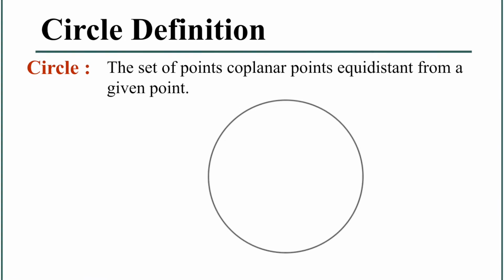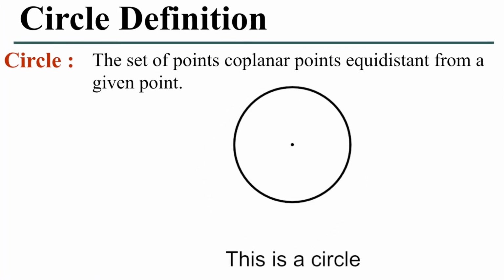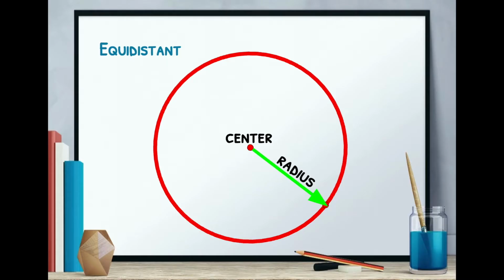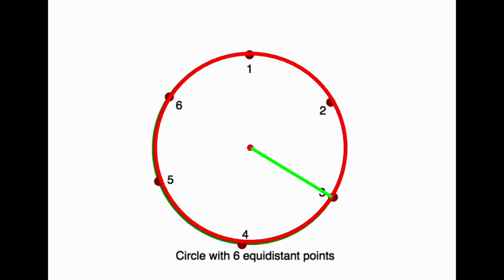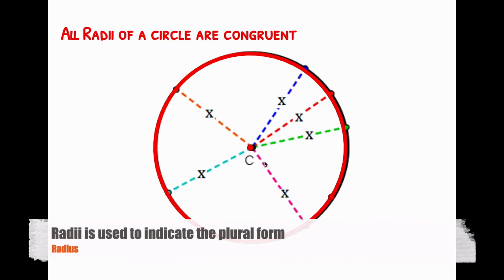This is a circle. The point in the middle is called the center. When we connect the center to any point on the circle, we have the radius. Circle with 6 equidistant points. The plural form of radius is radii. All of these radii have x length, and that means their lengths are equal to each other, or congruent.